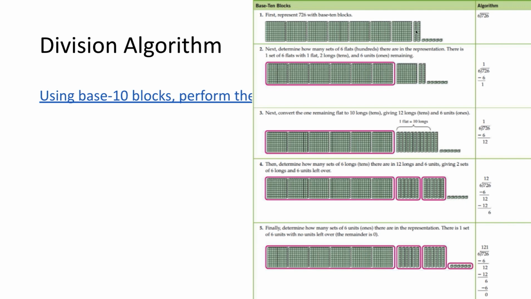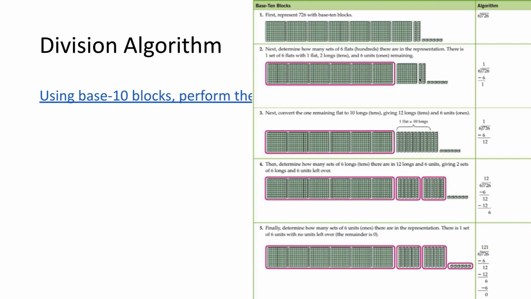20, you need to have 2 rods, 2 tens, and 6 units. That's what you have. And you're dividing that by 6. So you need to determine how many sets of 6 flats there are in the representation. How many are there? There's one set of 6 flats. So one set, you can use them all, right? All 600 you can use.